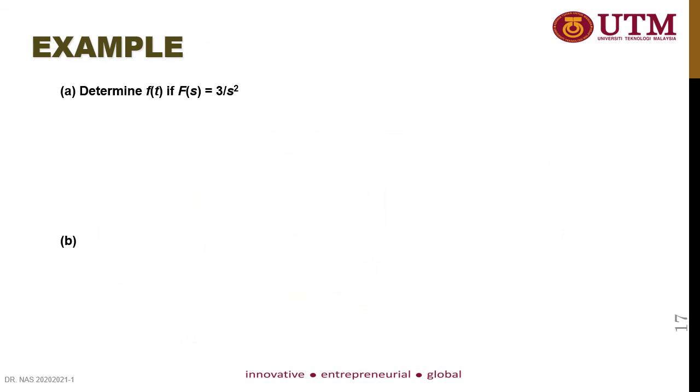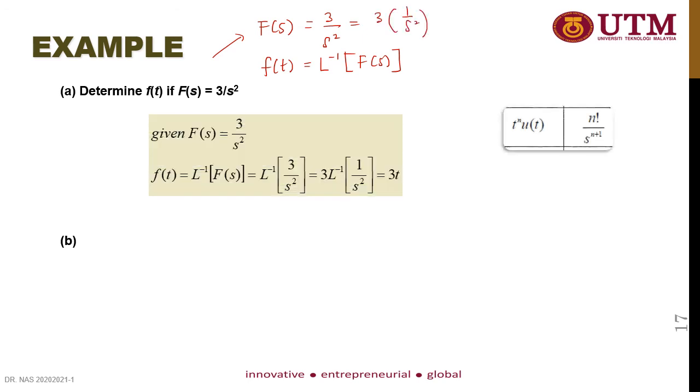Okay, let's look at another equation in inverse Laplace transform. Given is F(s) equal to this equation. So F(s) equal to 3 divided by s squared. So what is your f(t)? So f(t) equal to the inverse Laplace transform of F(s). By referring to the table, your F(s) is equal to 3 times 1 over s squared.